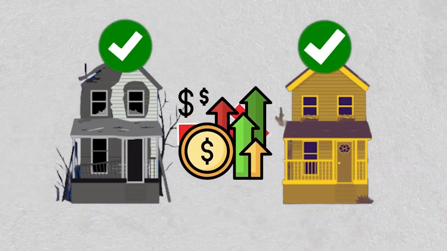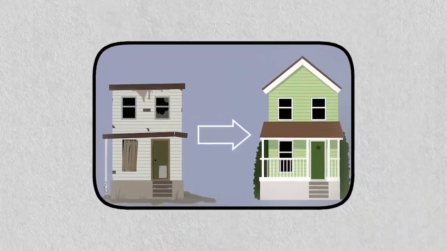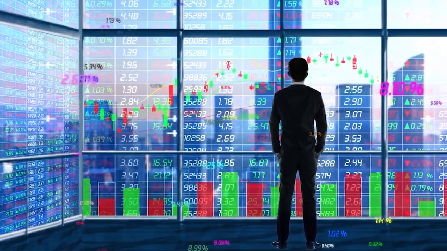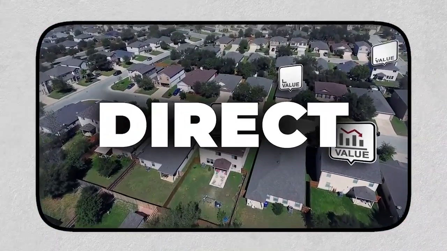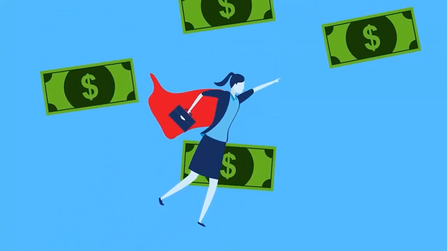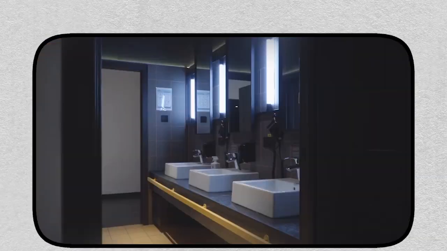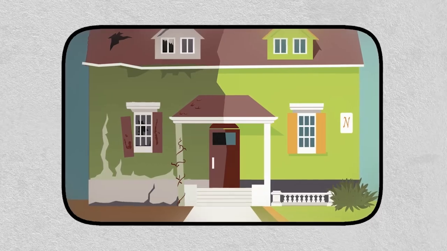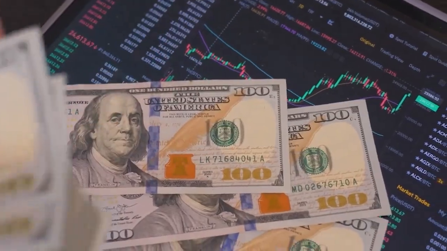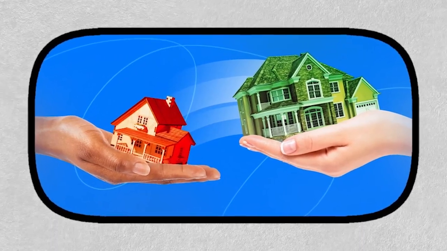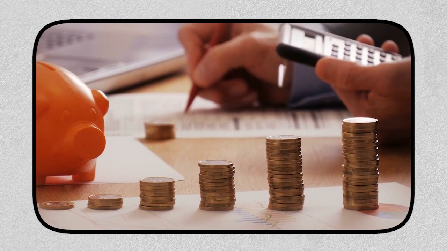Pros: quick returns. Flipping houses can generate a fast return on investment, ROI, if done correctly, allowing investors to make a significant profit within a relatively short time frame. Control over property value. Investors have direct control over the property's value through renovations and improvements. This can lead to higher profits if the right upgrades are made, such as installing new kitchens, bathrooms, or flooring, or adding additional square footage. Repeatable process. House flipping is a scalable method. As long as an investor has access to capital and opportunities, flipping houses can be done repeatedly, growing their business over time.